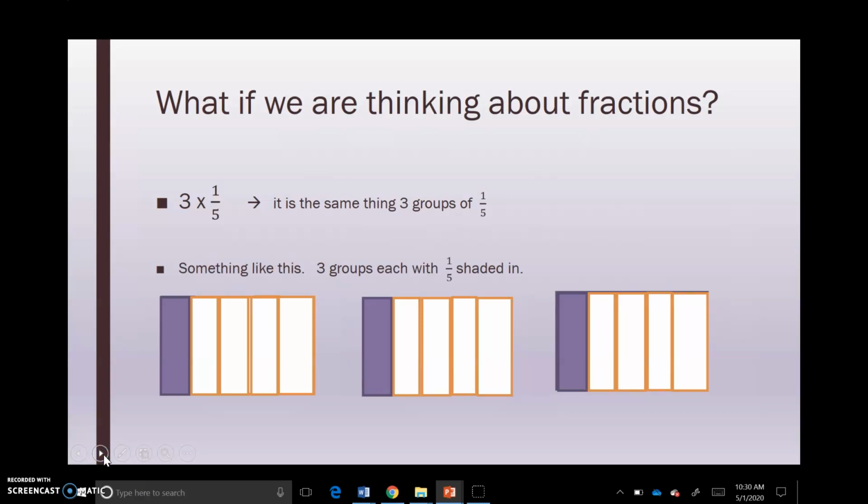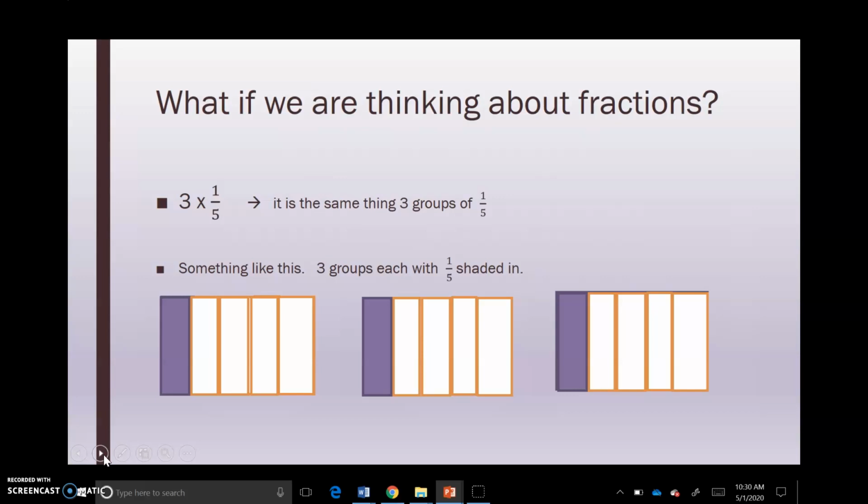So you would see something like this, where you have 3 groups. They're each broken up into fifths, and I have 1/5 shaded in purple there. So how many do I have all together? Well, I have 1, 2, 3 fifths all together. So it's an answer smaller than what I started with, but I have 3 groups of 1/5. How many fifths do I have? I have 3 fifths. 3 pieces are shaded purple out of my whole, which was fifths, because that's what I broke each group into. So that was something we had talked about a couple of weeks ago.